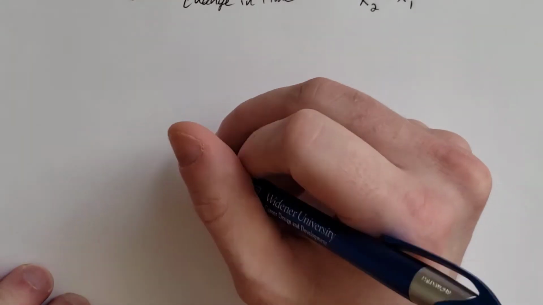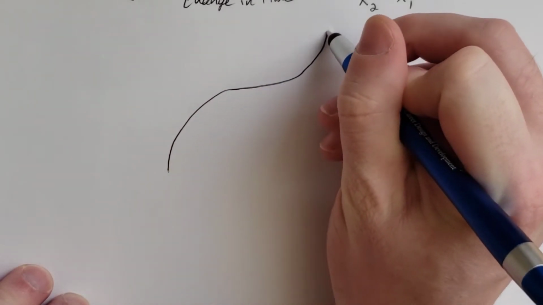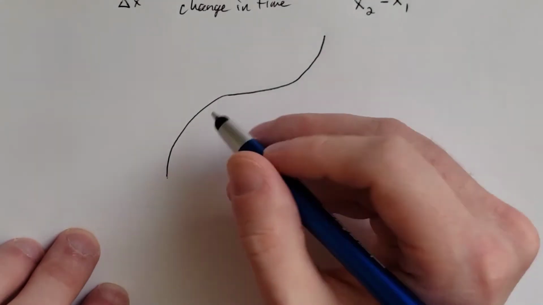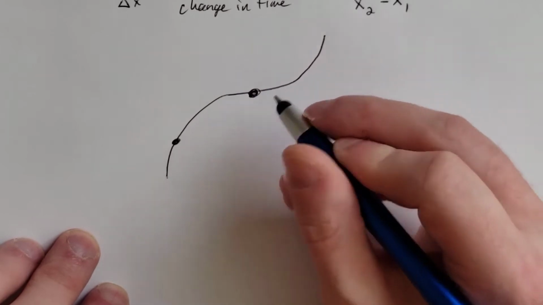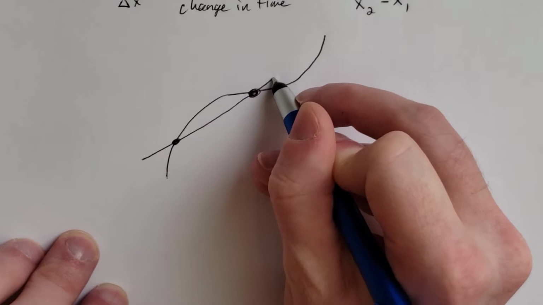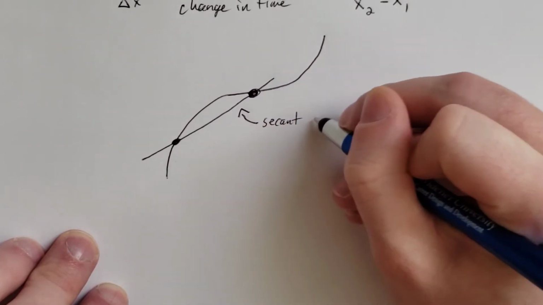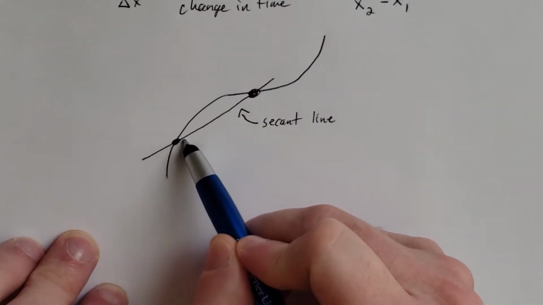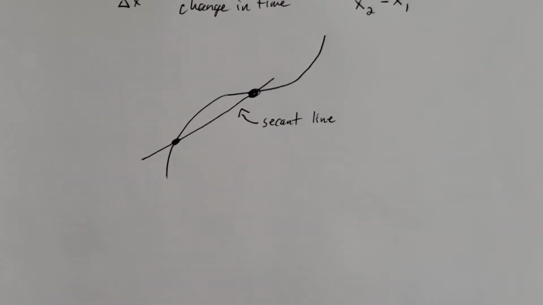If we have some function here, then a secant line is a line that goes through 2 points on the function. And at each of those points, it crosses through the function at both points.